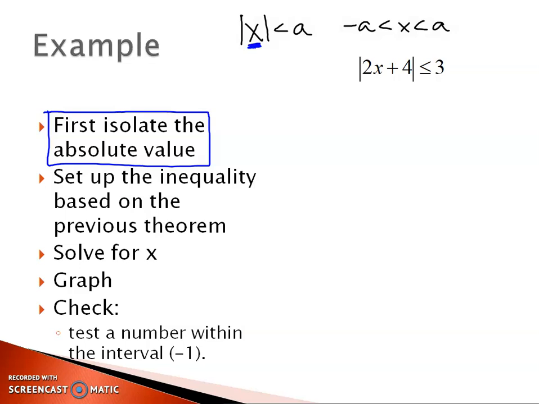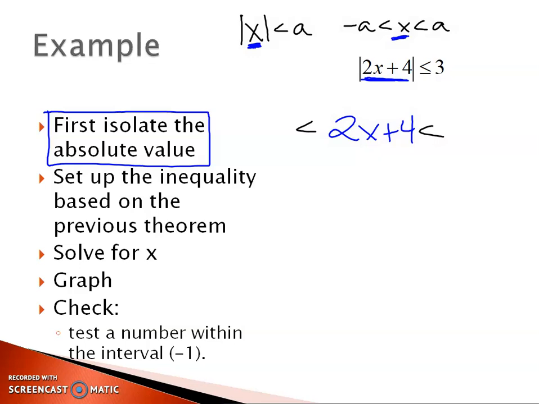Now, x gives me an x in the middle. But on the inside, I no longer have the x. What do I have on the inside? Well, I have a 2x plus 4 on the inside. So in the middle, I'm going to now have a 2x plus 4. And then I have two less thans on each side of it because I'm setting up my bounded interval.